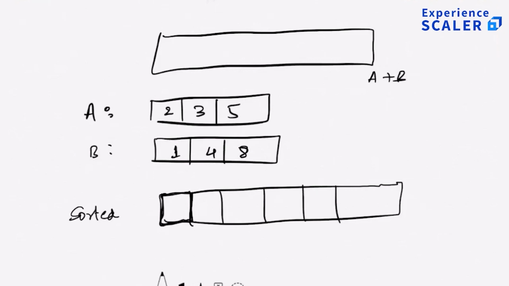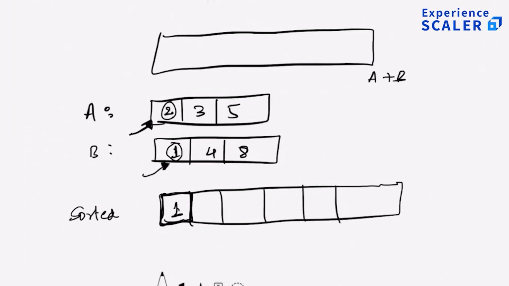One thing is, the first element in the sorted array is going to be the minimum of everything. Given array A is sorted, the minimum from array A is at position 0, correct? The minimum from array B is also at position 0. So whichever is the minimum of these two, I don't need to look at any other element. Whichever is the minimum of these two is going to be the first element in the sorted array. Do you all agree? And the minimum of these two is 1.